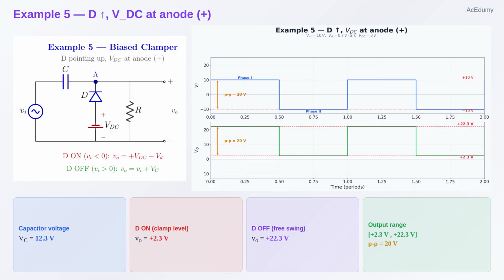Output equals input plus capacitor voltage, 10 plus 12.3 equals plus 22.3 volts. Look at the result. The output ranges from plus 2.3 to plus 22.3 volts. The entire waveform sits in positive territory. Peak to peak 20 still preserved.